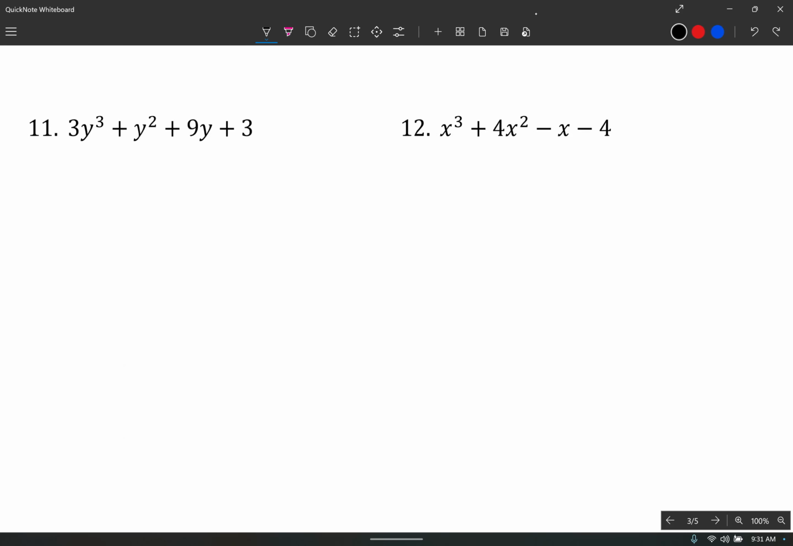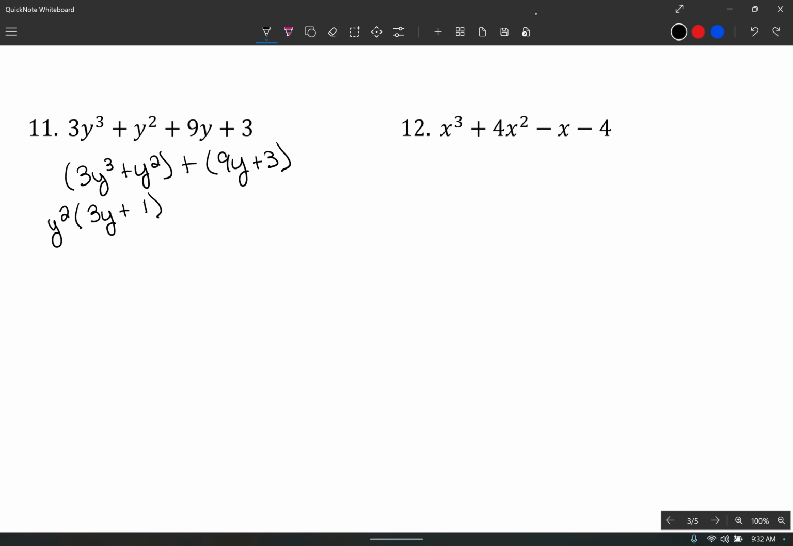All right, number 11 also does not have a common factor, and I do see that my first two have a common factor and my second two have a common factor as well. So I'm going to go ahead and group those together. My common factor in the first group is y squared, so I'm going to divide that out of both. 3y squared divided by y squared is 3y, and y squared divided by y squared is 1.